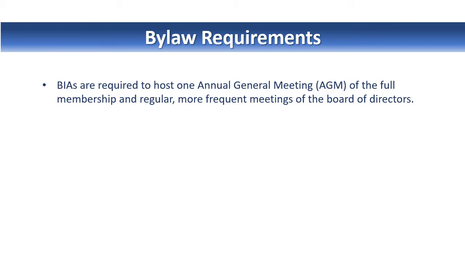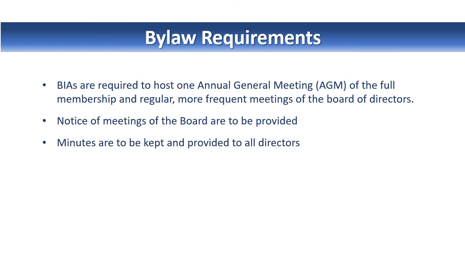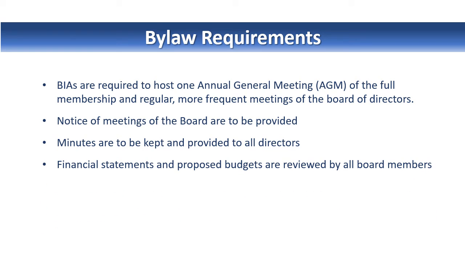The BIA is required to host one annual general meeting, AGM, of the full membership, and regular, more frequent meetings of the board of directors and committees. All membership meetings are to be open to the public, and notice of meetings of the board are to be provided via the BIA's website and social media channels. Minutes are to be kept and provided to all directors and stored with the City of Ottawa. Financial statements and proposed budgets are to be reviewed by all members of the board, voted on by general members, and then submitted to Council for review and approval.